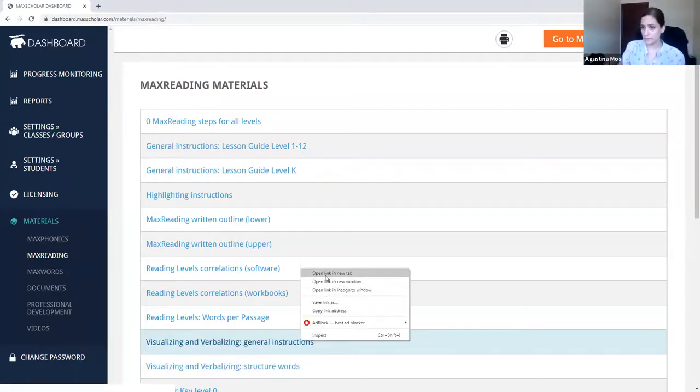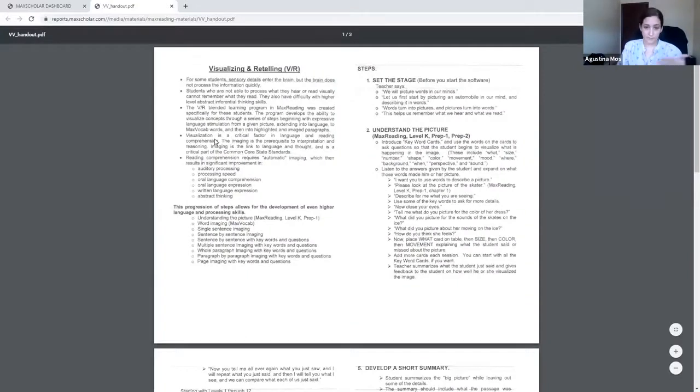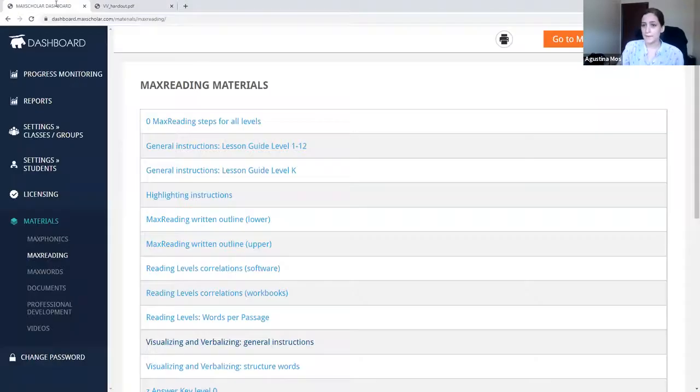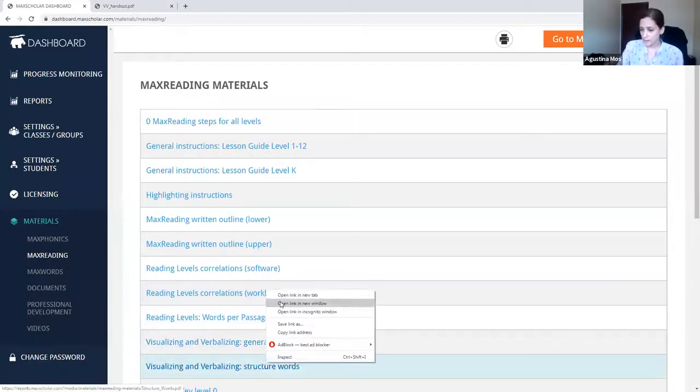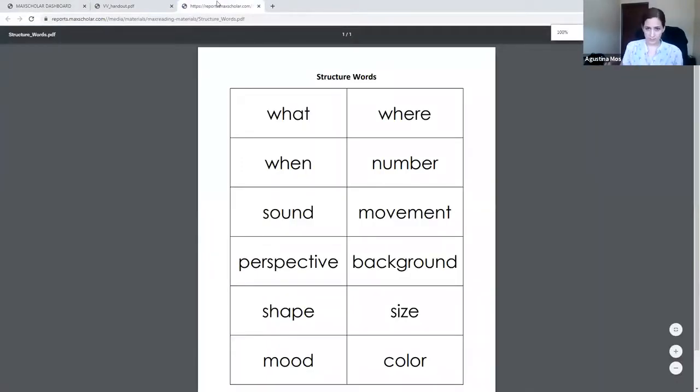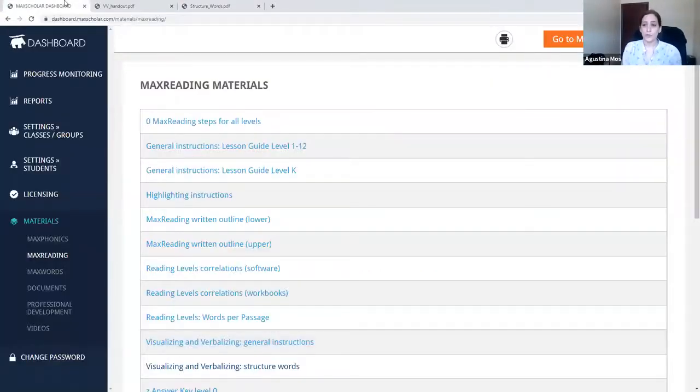I'll open it here on the side so you see what it looks like. It's just a few pages of instructions. And the other one is the structure words. It's all going to start making sense as I explain to you what the visualizing and verbalizing is. So I want to show you what one of those pictures look like for the students on max reading.